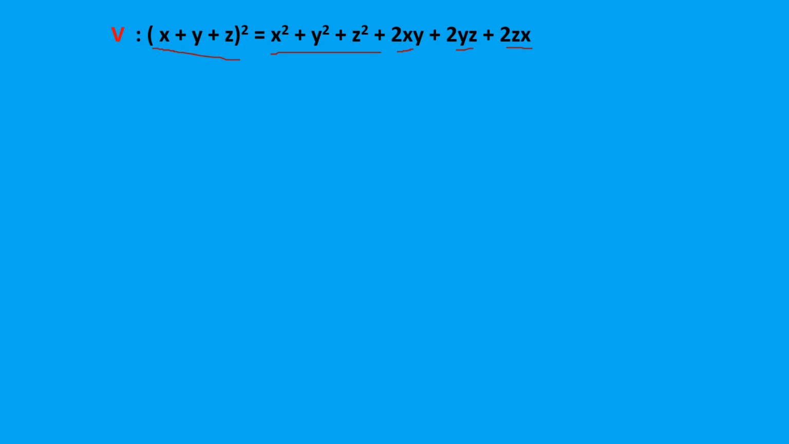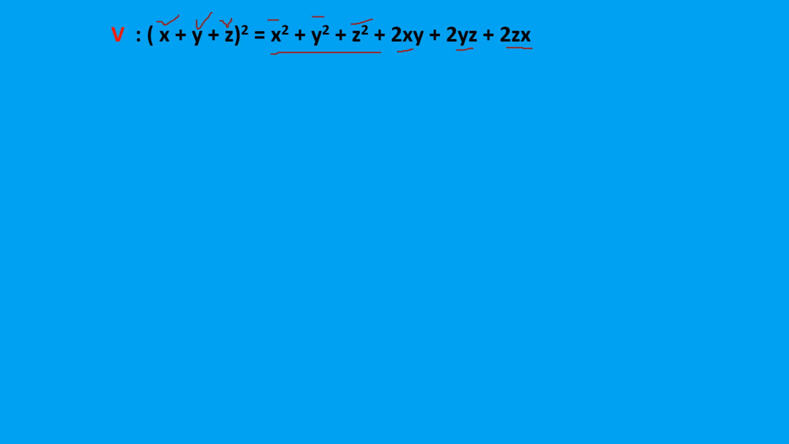That is the first term whole square, so we have written x square, plus the second term whole square, so we have written y square. Then the third term whole square, so we have written here z square. Then the next term, if you see, the next term is 2 into yz.